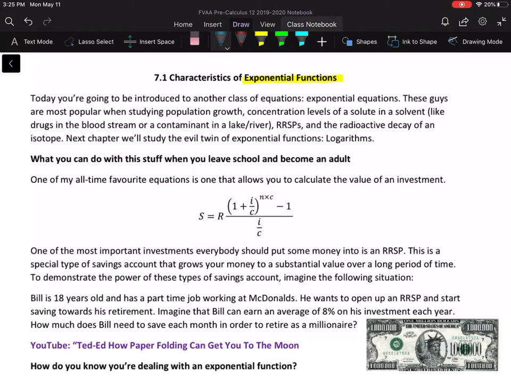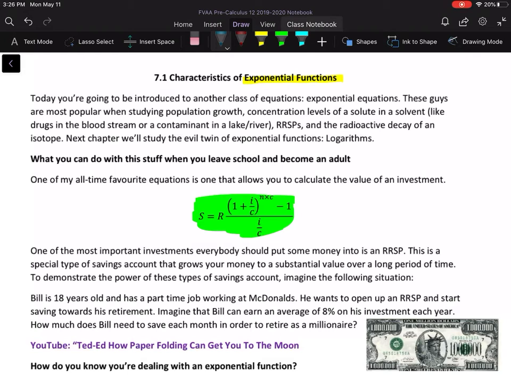Let's get started here. So what do you do with this stuff when you leave school and become an adult? Well, one of my favorite exponential equations is the one that allows you to calculate the value of an investment. This one right here, really valuable equation that we looked at a little bit in grade 10 and has served me well when I look at investment opportunities for myself and moving forward into the future.